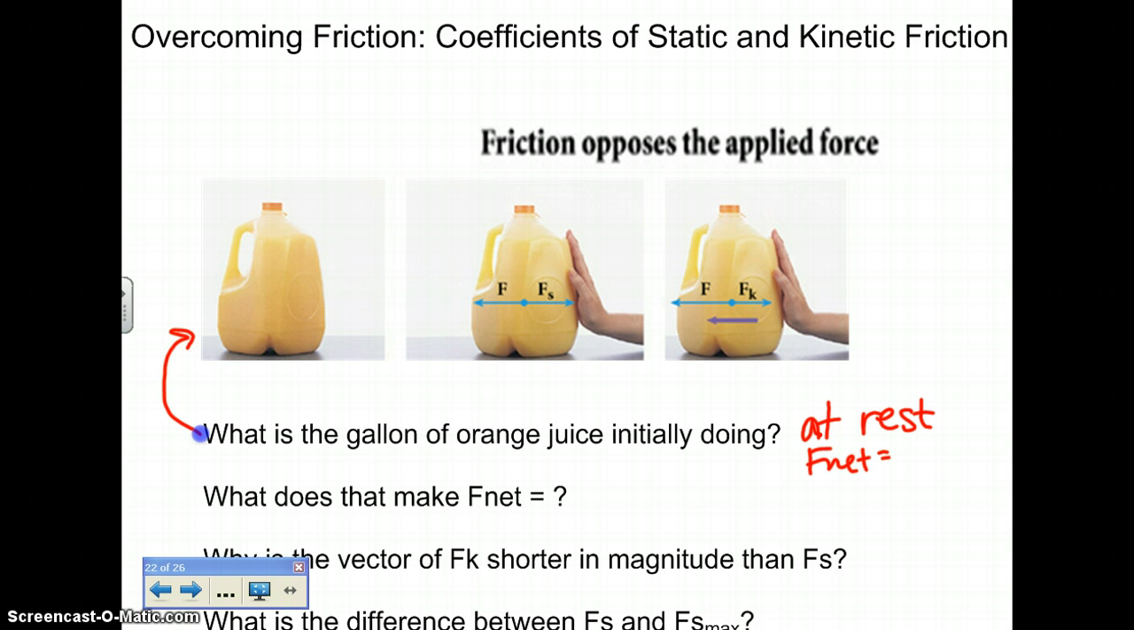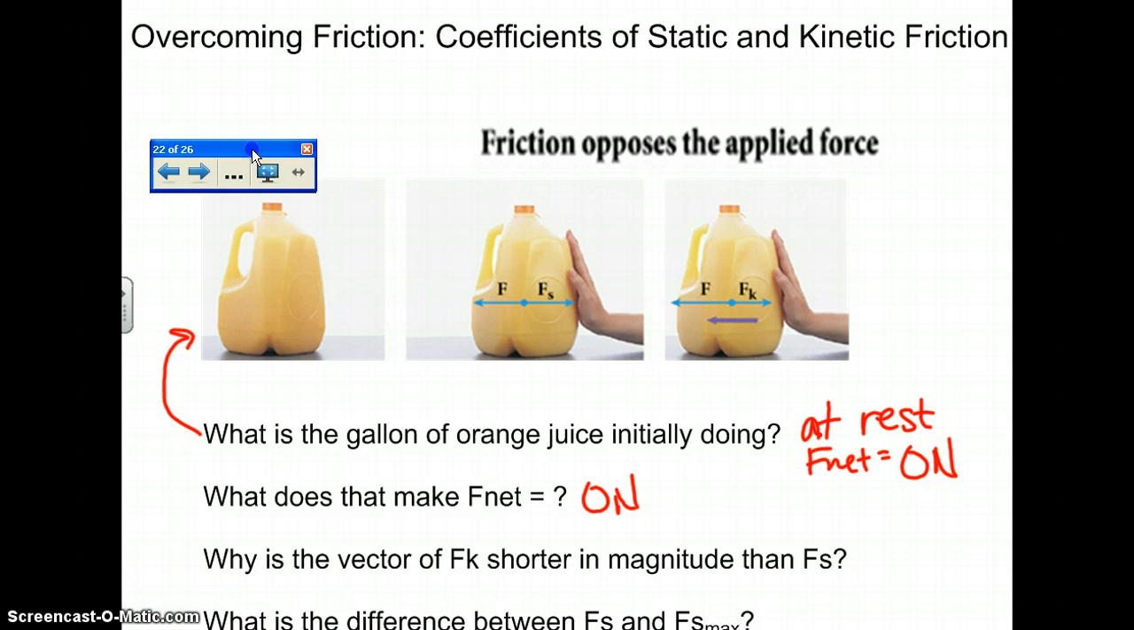F equals MA. Is the mass of this jug changing? No. So the mass of the orange juice jug is going to stay constant. So you are assessing acceleration versus force, and they are directly related to each other. If your acceleration is 0, because it's at rest and obviously not accelerating, then your F net is also going to be, don't forget your units, guys, it's 0 what? 0 newtons is what you should have down there. So that makes your net force 0 newtons.